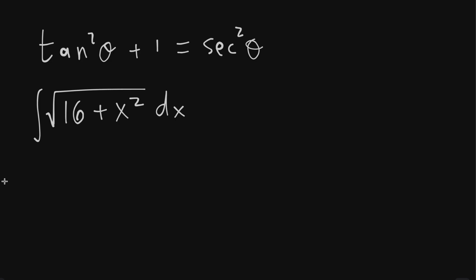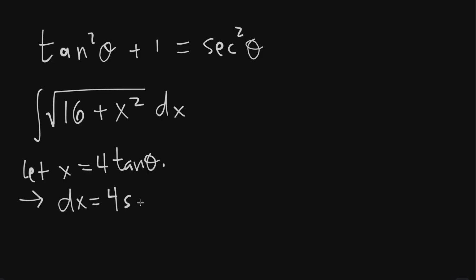Okay, so our substitution is going to be let x equal 4 tan of theta. Then dx will be equal to 4 secant squared theta d theta. Secant squared is the derivative of tangent. Alright, now we start replacing things.